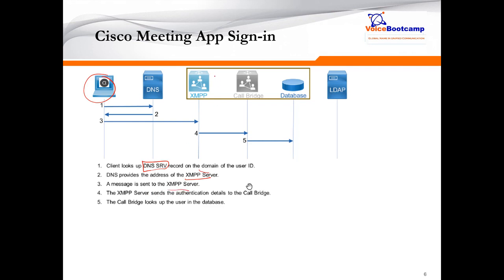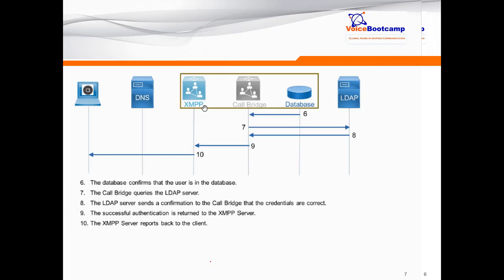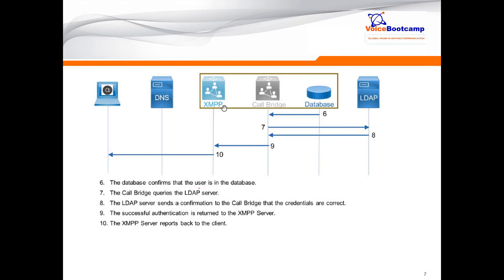The XMPP server, which is right here, will then send the authentication details to the call bridge, step number 4. Step 5, the call bridge will look up the database to see if the user even exists. And once the database confirms that the user is in the database, the call bridge will then contact the LDAP server for authenticating. The LDAP server will respond with the confirmation that yes, the user credentials are correct, and in that case, the authentication server will return a positive to the XMPP server.